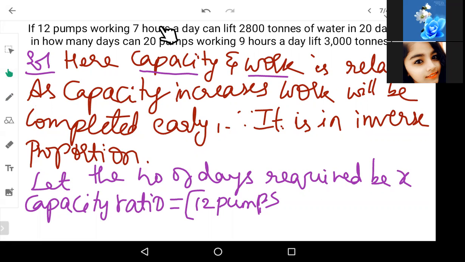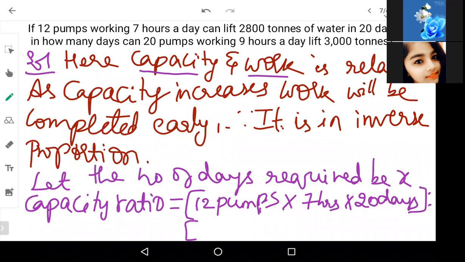12 pumps working for 7 hours a day and they are working for 20 days. It's okay, no problem. Okay. Now, 12 pumps working 7 hours per day into how many days? 20 days. Okay. So this is first capacity. This will be the first ratio.